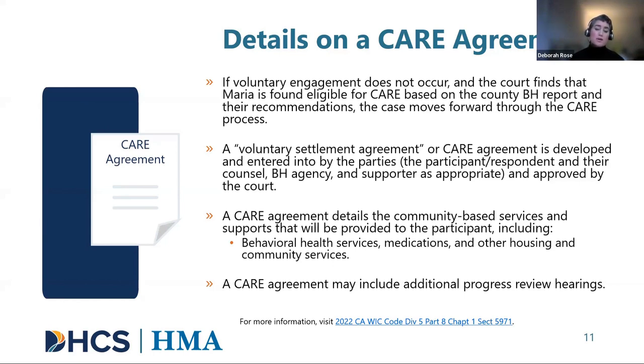One difference between the care agreement and the care plan is that the agreement includes at least one court review hearing within 60 days, whereas the care plan, which we'll talk about in a moment, includes ongoing progress review hearings at least every 60 days. For more information, there's a link on your screen, the 2022 California Welfare and Institutions Code.